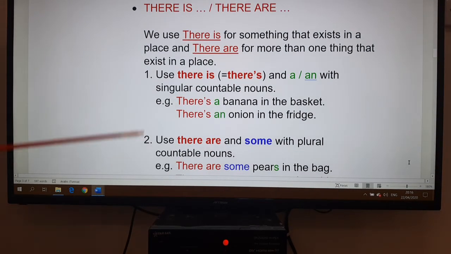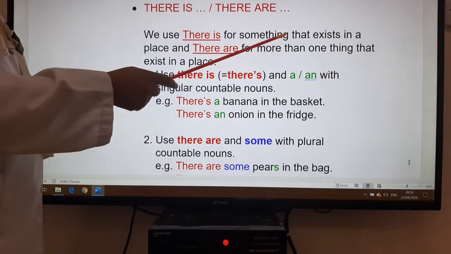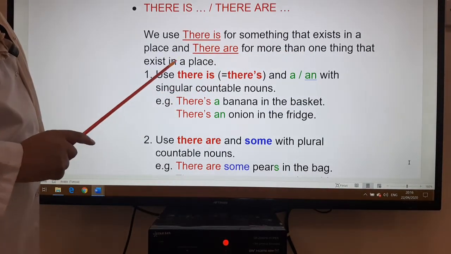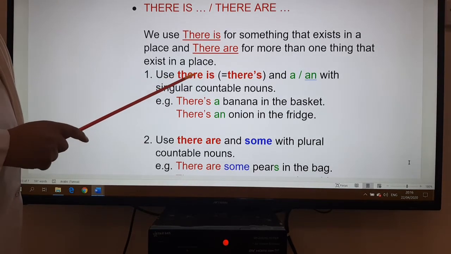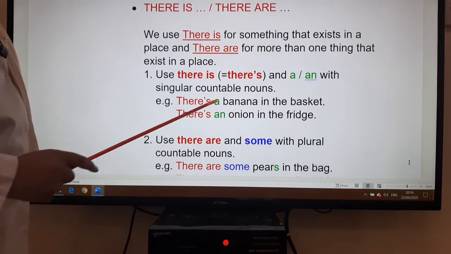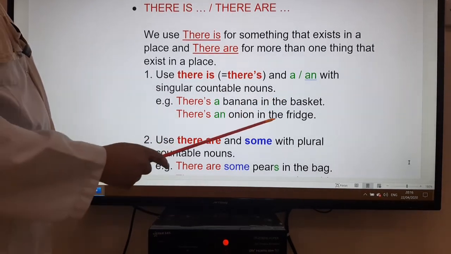With them we can use there is or there are. We use there is for something that exists in a place, and there are for more than one thing that exists in a place, that is with the plural form. For example, we can say there is or there's plus a or an with singular countable nouns. So we say there's a banana in the basket, or there's an onion in the fridge.